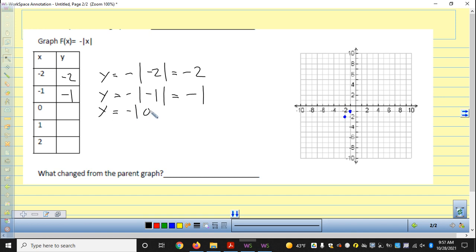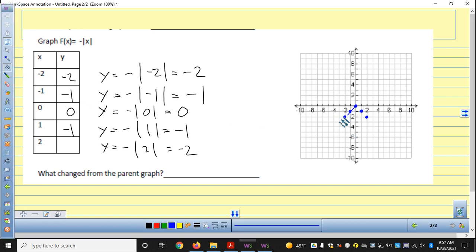Y equals negative absolute value of 0. Well, it's negative 0, which is still 0. Y equals negative absolute value of 1, which is negative 1. And y equals negative absolute value of 2, which is negative 2. And we connect those with a nice straight line. We get a nice V shape.